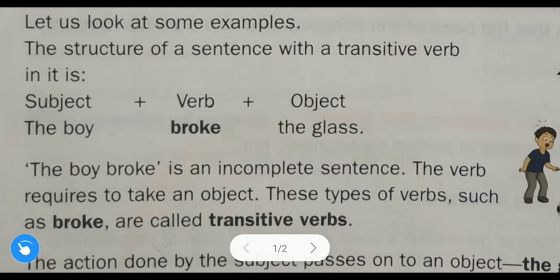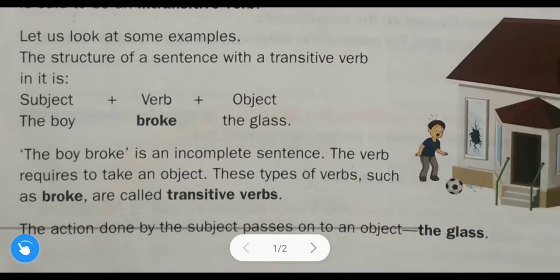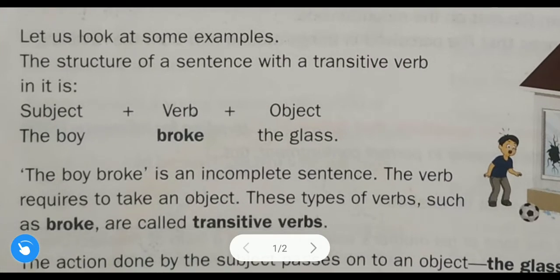Now we'll check whether this object receives the action of the verb or not. So what is our step? Our first step is to ask the question with what. So let us frame the question. What the boy broke, or you can say what did the boy break? What the boy broke? The glass is the answer. You immediately get an answer in such cases.